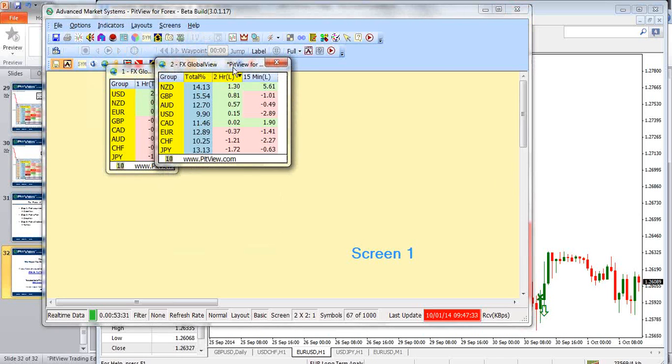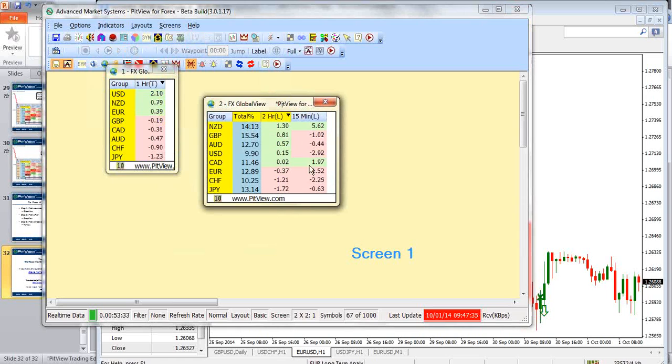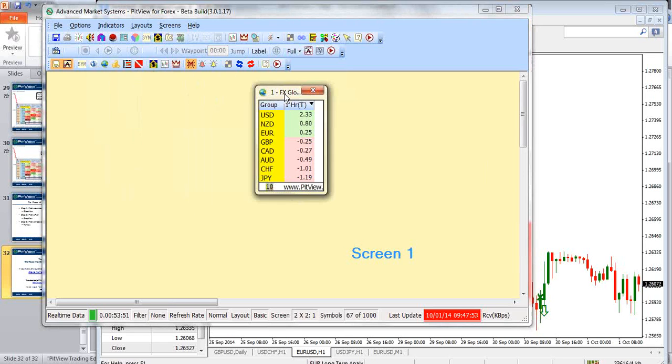Yeah, you just open up multiple PitView windows, and if you like using top-down from a time frame, if you want to look at like a 4 hour, a 2 hour, and a 1 hour global view to kind of confirm different time frames, you can certainly do that just by going in and pulling up individual global view windows. But let me just stick with this 1 hour real quick just to keep things simple.